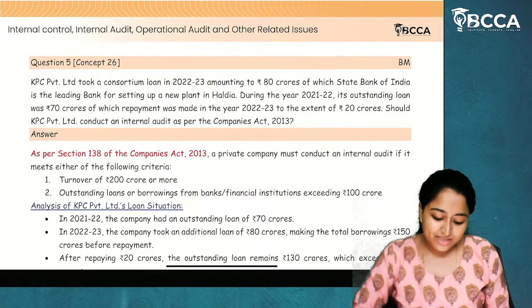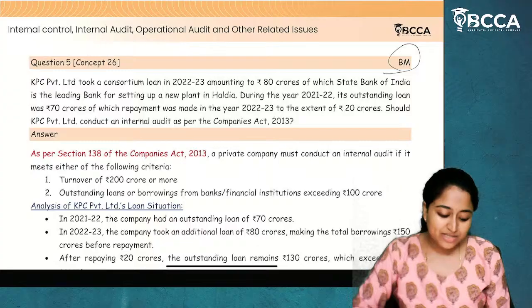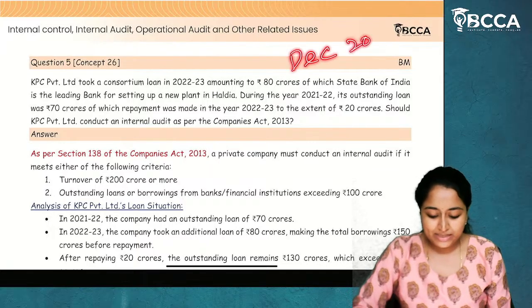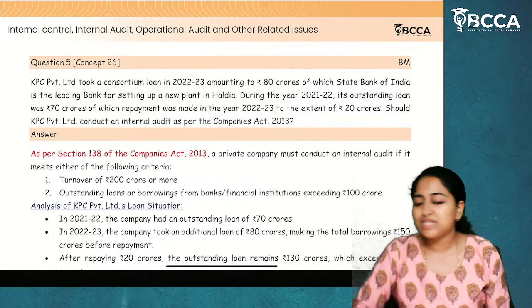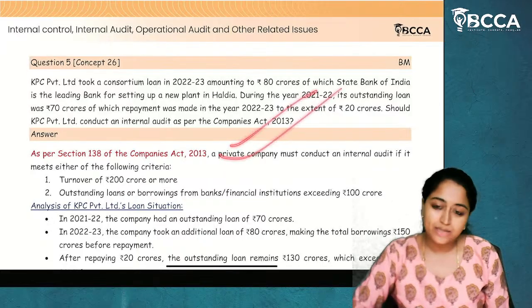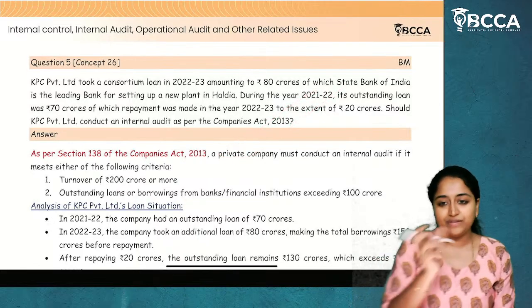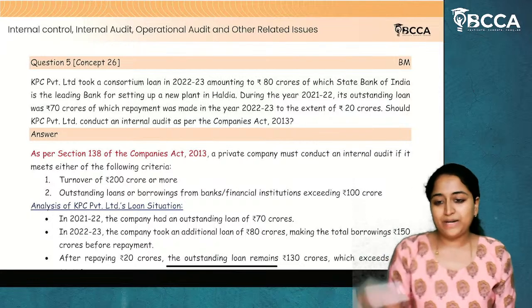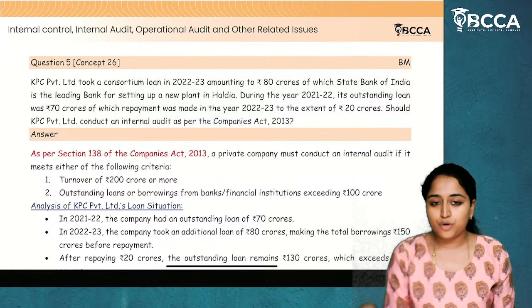Was this tested in the examination? Board material question? No, this hasn't been tested so far. But similar to this, it has been tested in December 2017, I guess. So one practical question has been tested from Internal Audit under Companies Act 2013. They have given this type of limits only: outstanding loans, turnover, paid up share capital, and outstanding loans and borrowings.